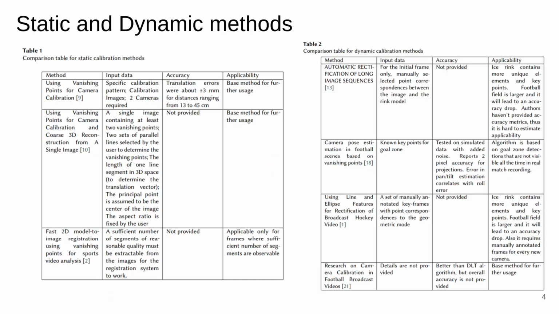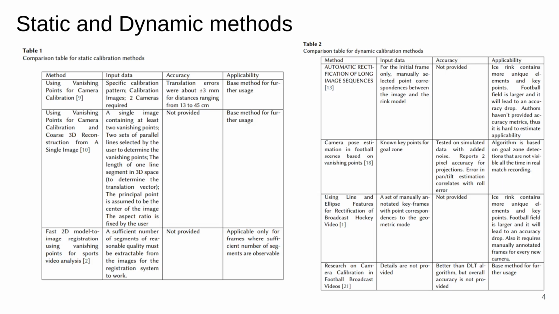Let's examine the foundational methods that pioneered camera calibration in sport, starting with static approaches and moving to dynamic solutions. Static methods represent the first generation of calibration techniques. We have two primary approaches here. First, vanishing point-based calibration. This method relies on identifying where parallel lines in the real world appear to converge in the image, what we call vanishing points. While elegant in theory, it has limited practical application in football because it typically requires special calibration patterns that aren't present on the football field.